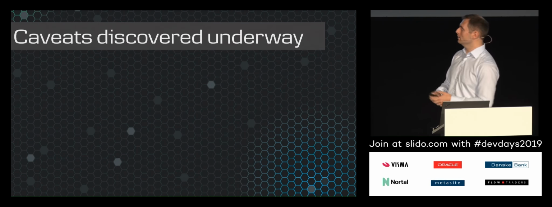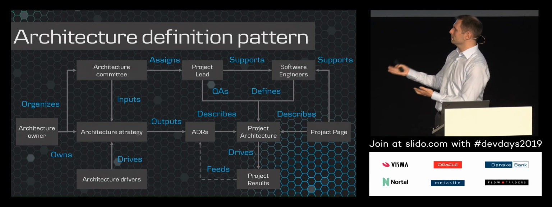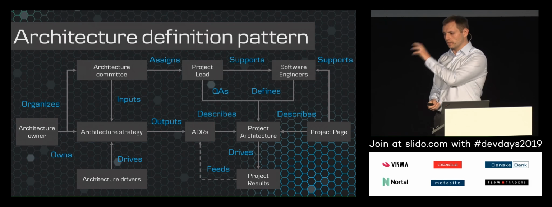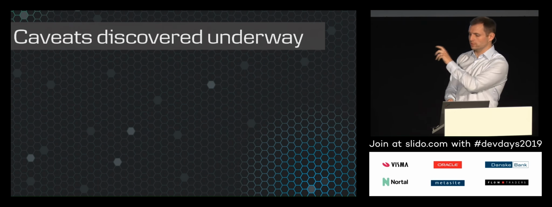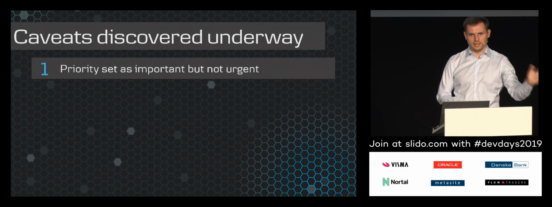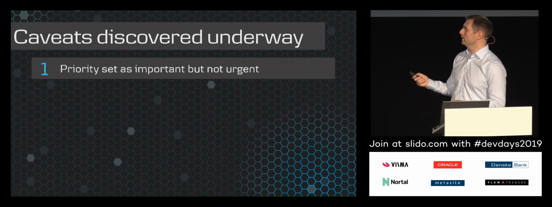And then this pattern seems complicated, but there are only a few practices to perform. You just need to be very aware and agree with everybody: that's the way we do it. And then we've discovered a few caveats during our journey. First one, again, important but not urgent priority. Things don't move if you do that.